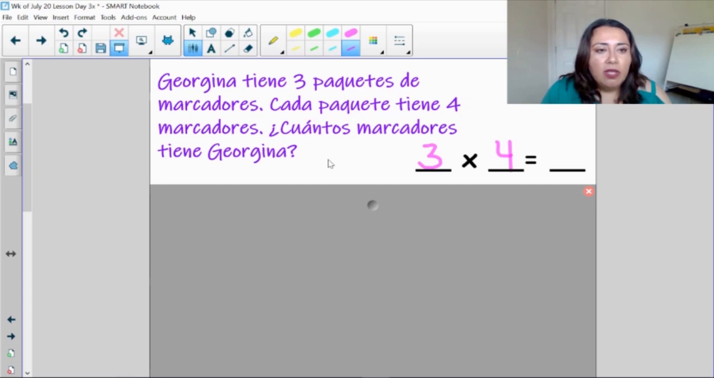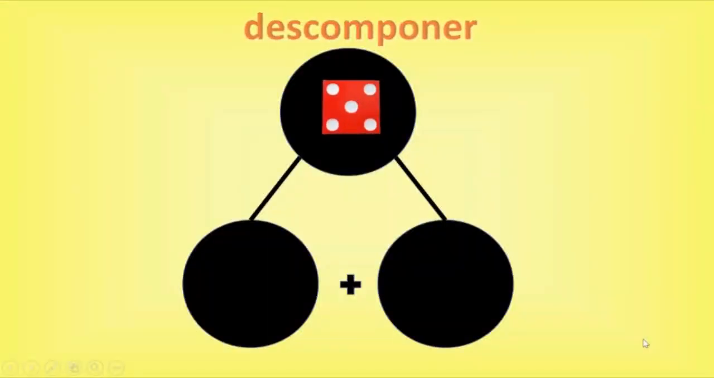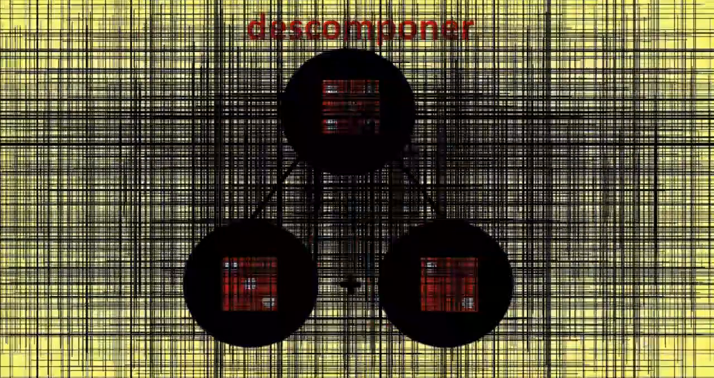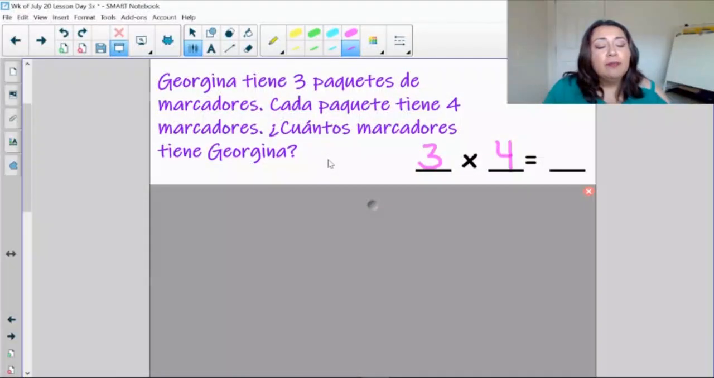Quiero que piensen hoy cómo pueden descomponer, separar en partes, uno de los factores para ayudarlos a multiplicar y resolver este problema. Y por favor, acompáñenme mañana para encontrar el resultado.